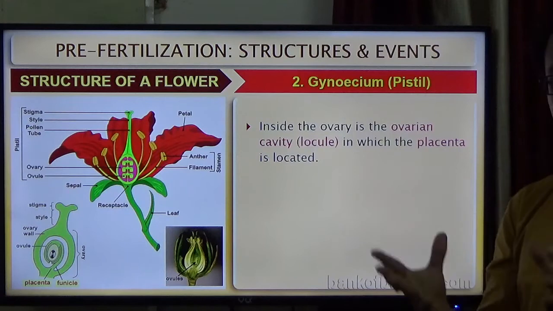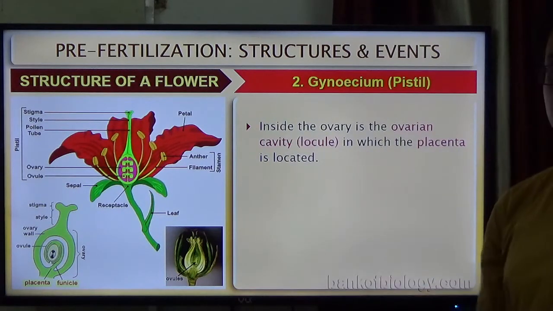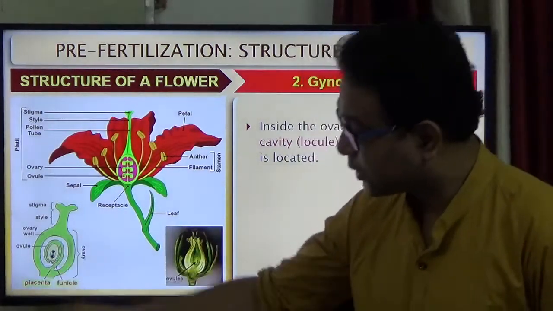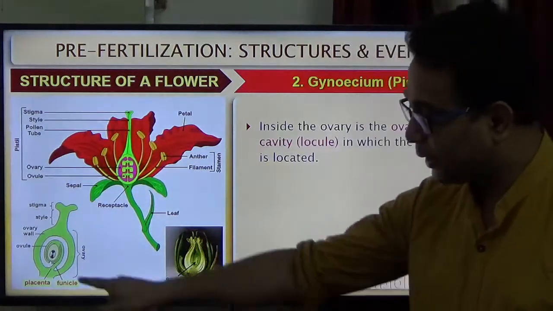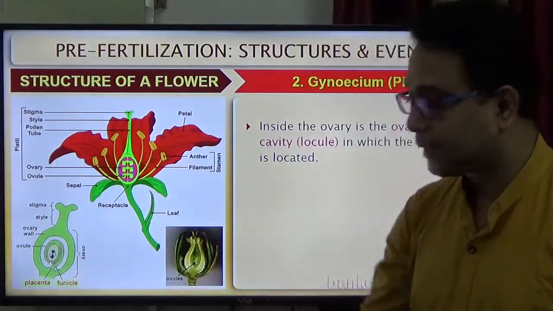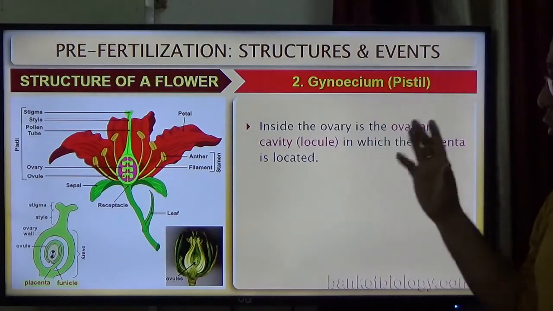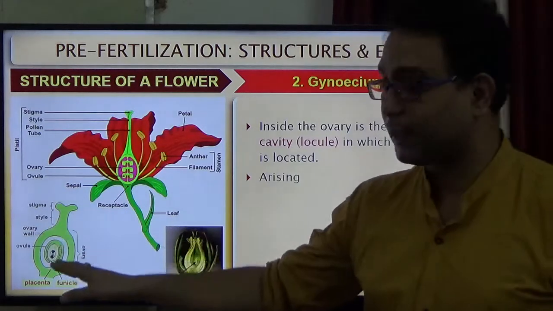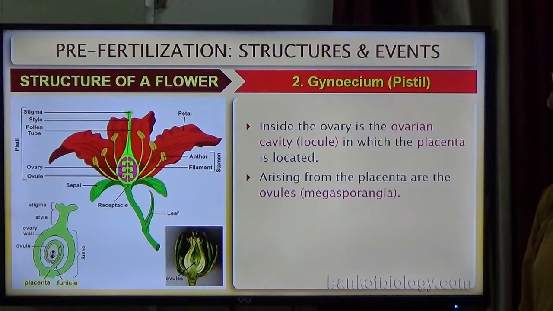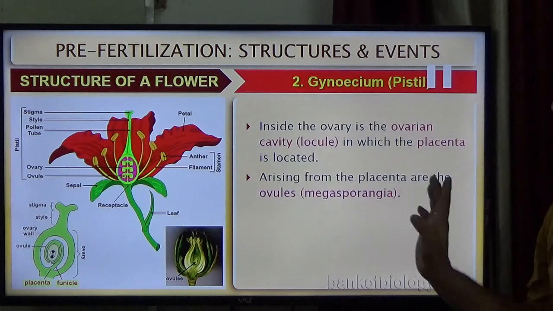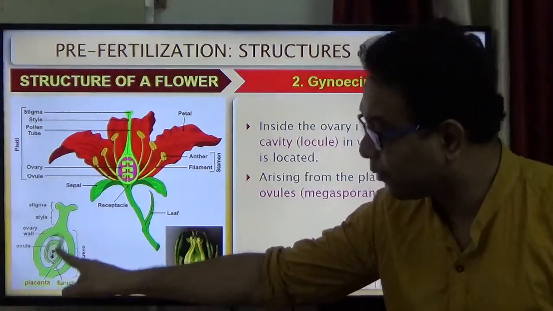But this cavity is a special structural format, so it is called the placenta. So this total structure is called the ovarian cavity. In here, it is the placenta by which the ovule is attached. The placenta is located, and the ovule is there inside the ovary. Arising from the placenta are the ovules, like this one.